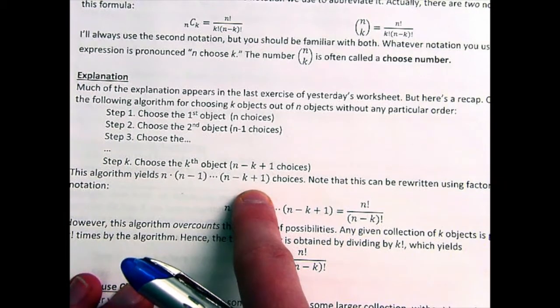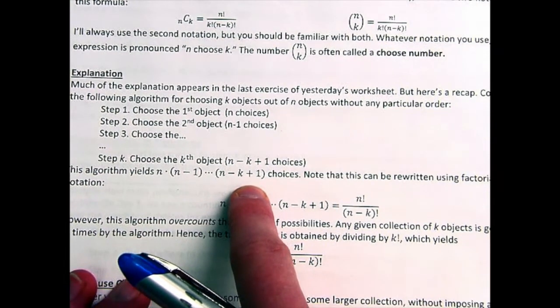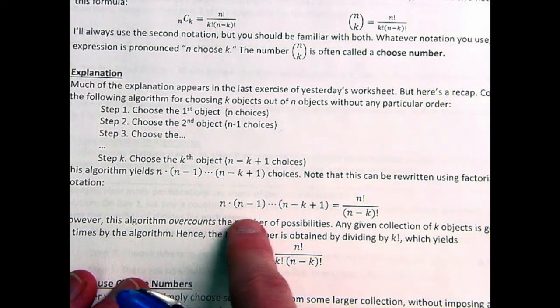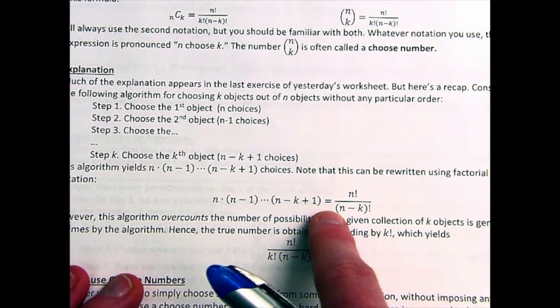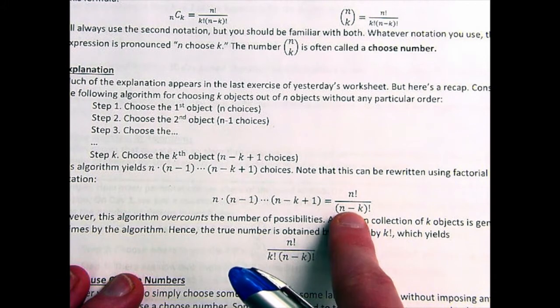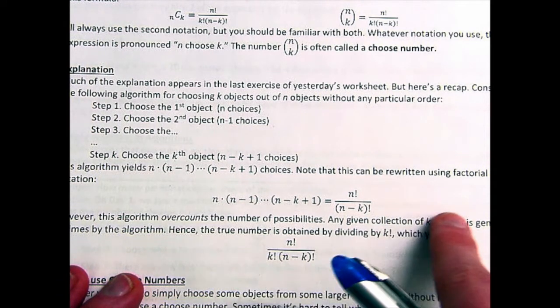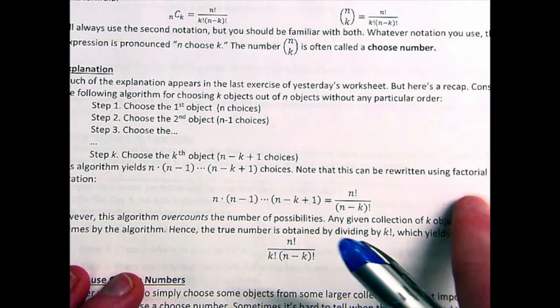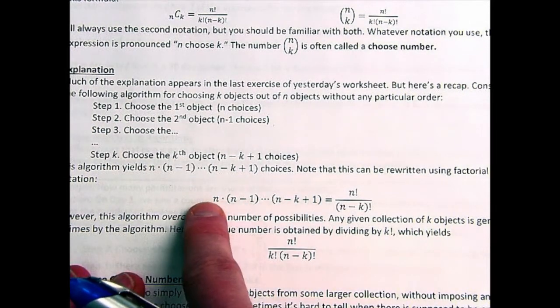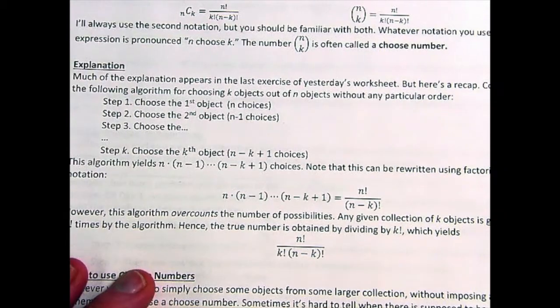It turns out this can be represented using factorial notation. So n times n minus 1 all the way up to n minus k plus 1 is actually the same thing as n factorial over n minus k factorial. If you write out the expansion of each of those, you'll see that most of the stuff cancels, and you'll be left with exactly this expression here. Now, the thing is, this guy overcounts, right?